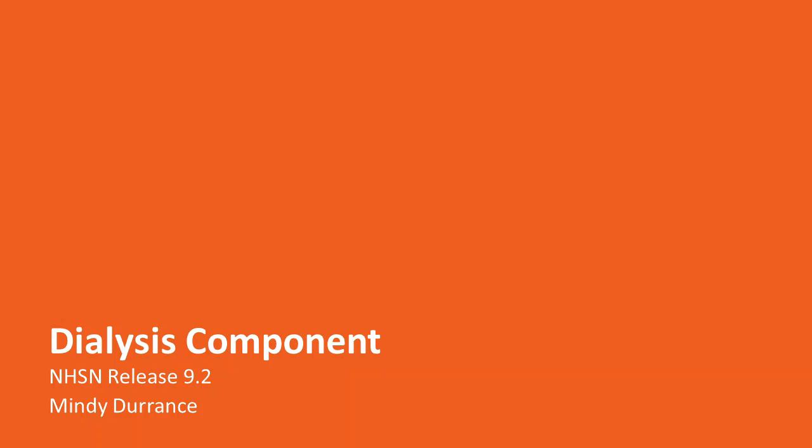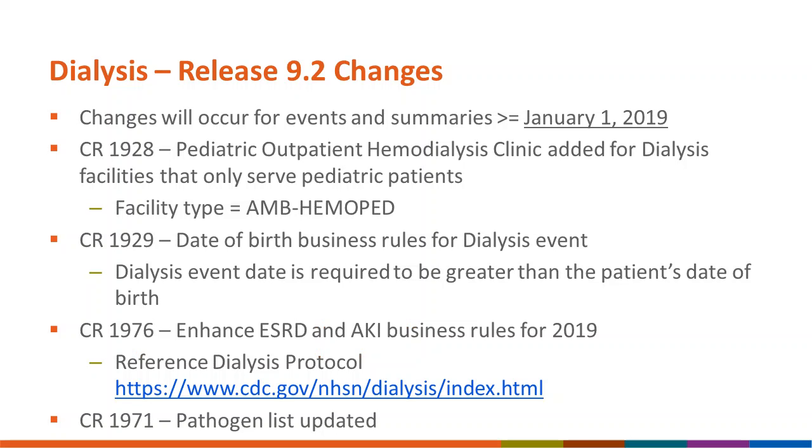Next, we'll review CRs related to the dialysis component. Next slide. So let's review dialysis changes for the 9.2 release, which is for January 2019. Changes will occur for events and summaries that are greater than or equal to January the 1st, 2019. For CR 1928, a pediatric outpatient hemodialysis clinic will be added for dialysis facilities that only serve pediatric patients. The facility type equals AM Hemoped.